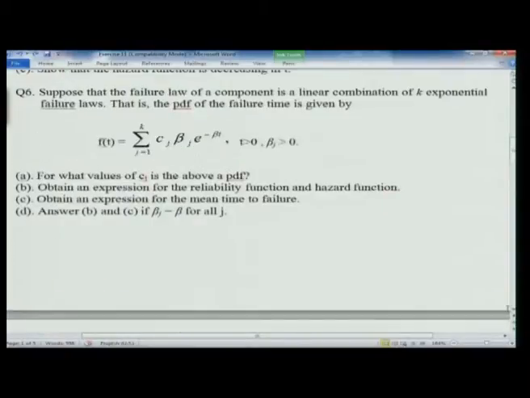Now, question 6. Suppose that the failure law of a component is a linear combination of k exponential failure laws. That is, the PDF of the failure time is given by f t equal to sigma j varying from 1 to k, c j beta j e raised to minus beta j t, and beta j for all j is positive. So, for what values of c j is the above a PDF?